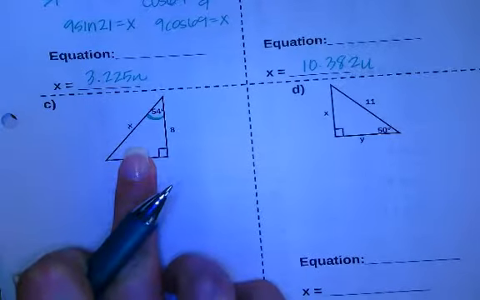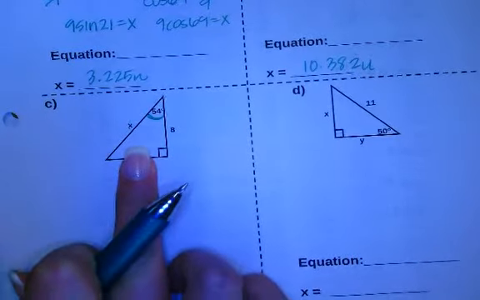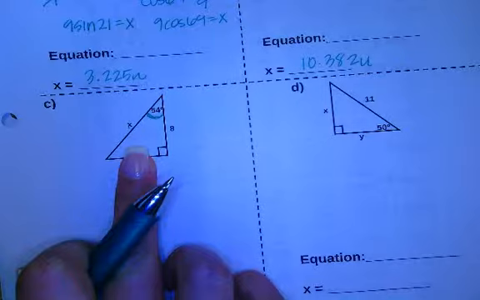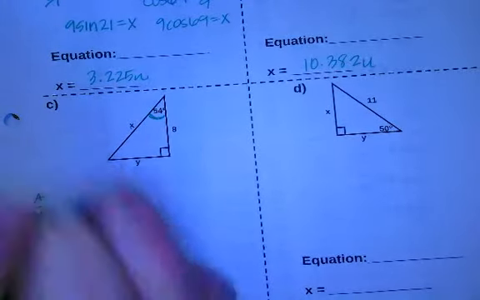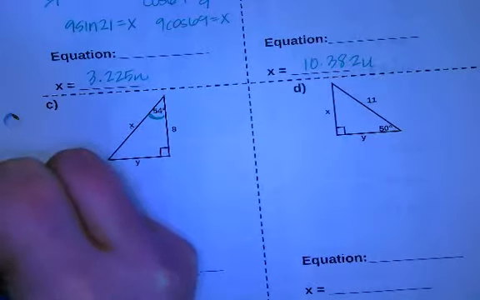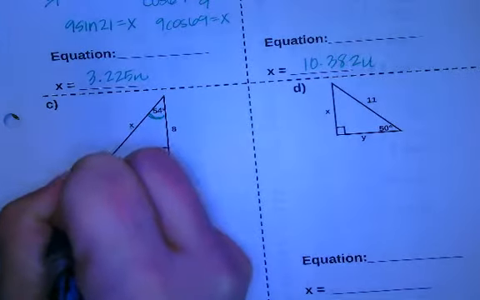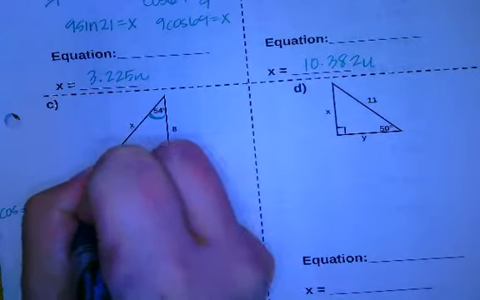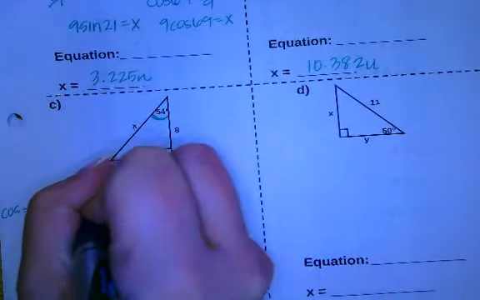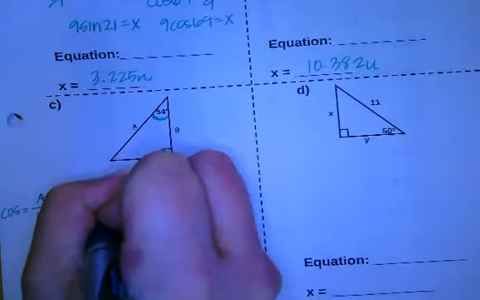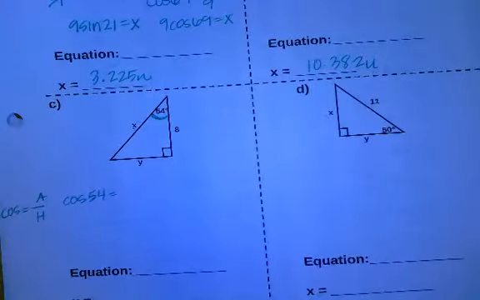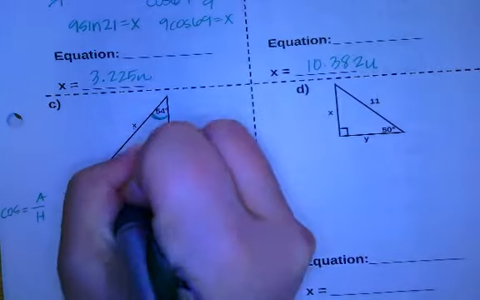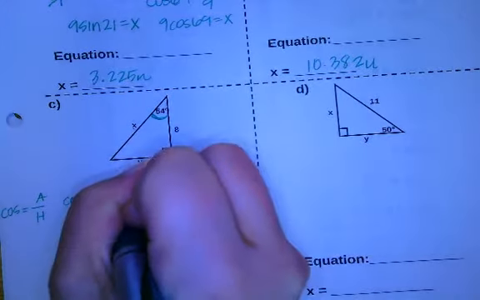What sides do I have? Adjacent and hypotenuse. So which trig ratio should I be using? Cosine. So I have cosine of 54 equals, what is adjacent? 8. What is hypotenuse? X. Okay, we'll worry about that in a second.